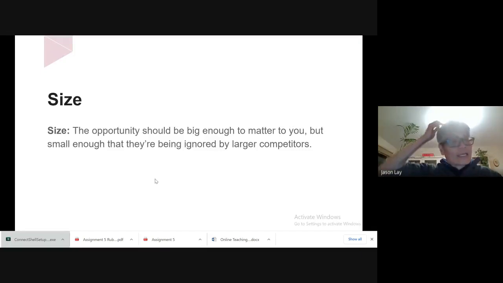Now, size. This opportunity should be big enough to matter to you, but small enough that it is being ignored by larger competitors. Because for Google Meet, we're taking the case where Google Meet's just starting off. It hasn't crossed the chasm. There's not widespread adoption. But you don't want big players to all of a sudden target you right in the beginning. So you want to start off small and grow, right?